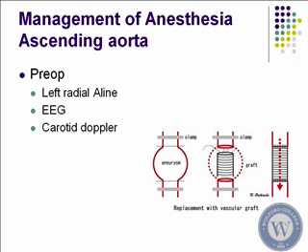What do you actually do when you do these ascending aortas? First of all, you make sure you put in an A-line. Where you put the A-line is really important because it depends on where the clamps are going to go. And we'll show you that in a minute. For ascending aortas, you put the A-line in the left radial artery. The reason is that you're going to completely occlude it, so you're not going to get any blood flow to the right side anyway. So most people put it in the left radial.